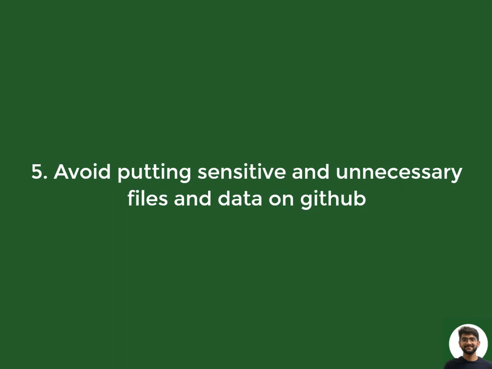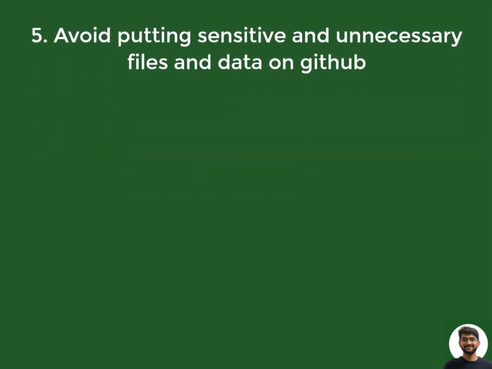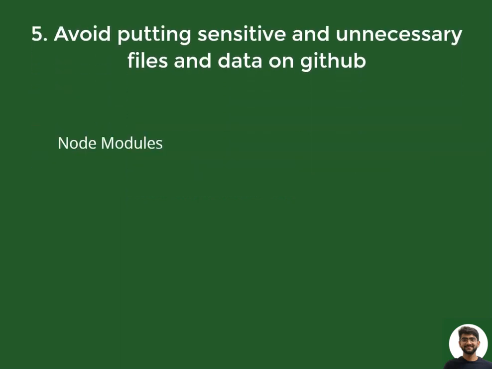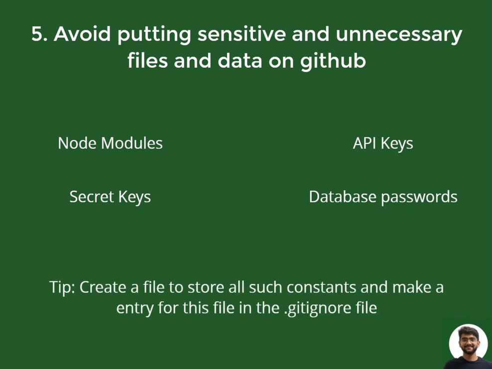Okay, so let's look at what are these things that we should not put in our GitHub repository. Node modules, the modules that you install using npm or yarn, secret keys, API keys, which are sensitive information, the database passwords. Avoid putting these in your GitHub repository. To make this simpler, you can create a file and store all such sensitive information in it, and then make an entry for this file in the .gitignore file. It will then automatically ignore these files while pushing to the repository.